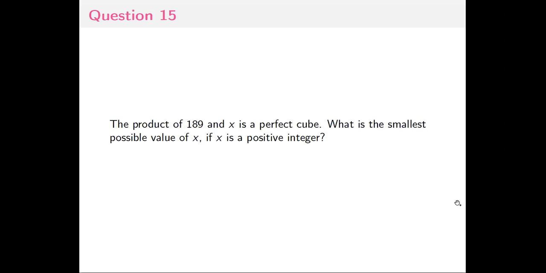The product of 185 and x is a perfect cube. What is the smallest possible value of x if x is a positive? Oh, Catherine. Yeah, that is also correct. So Catherine 2, Lillian 1. Okay. You can go on.